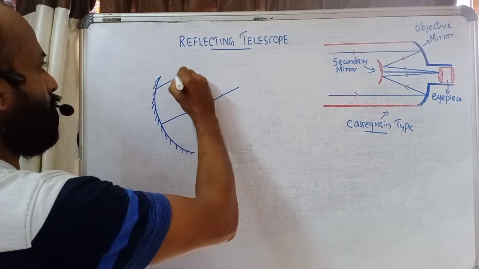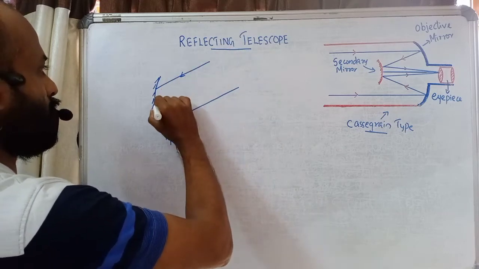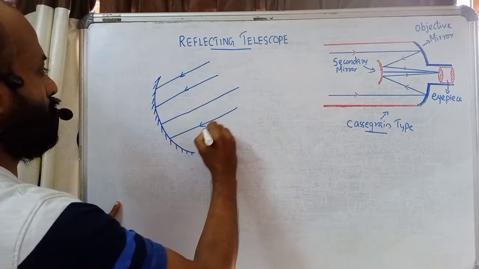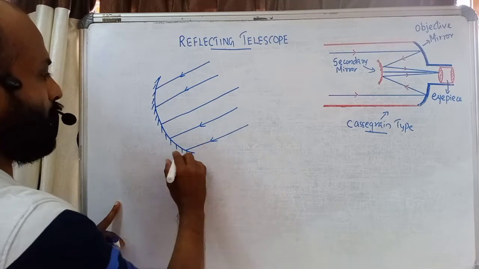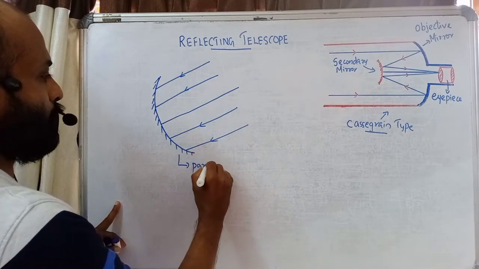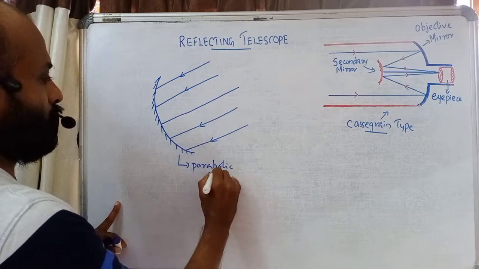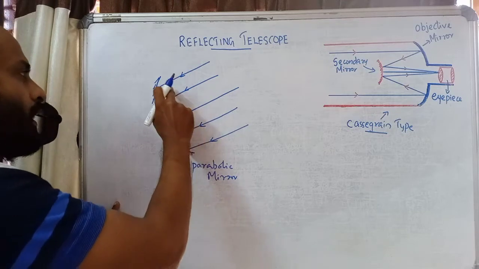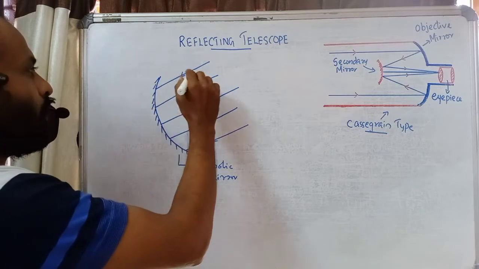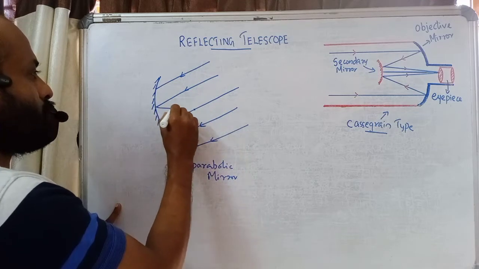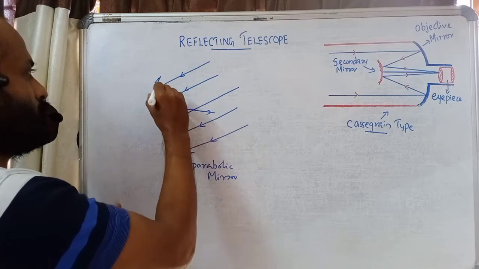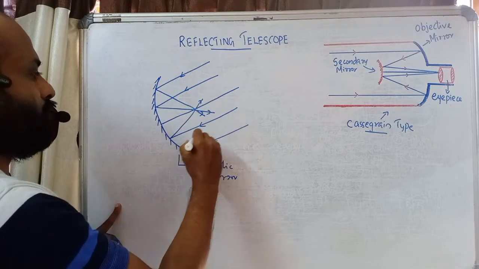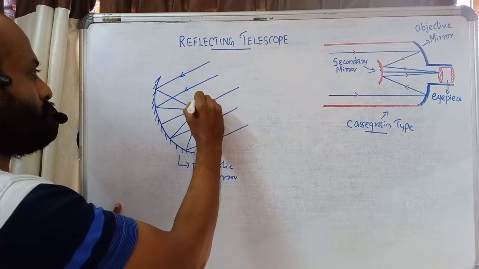This side is silvered, so this is a reflecting surface. Let us consider a few parallel light rays from a distant object. Since it is a parabolic mirror, the advantage is that all the light rays, those nearer the principal axis and those away from the principal axis, will meet at a single point, exactly at the focus. These light rays meet exactly at the focus after reflection. This is the main benefit of parabolic mirrors.